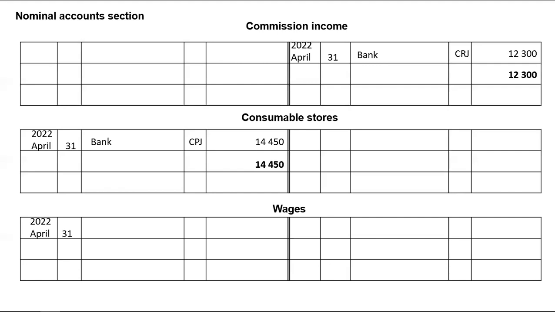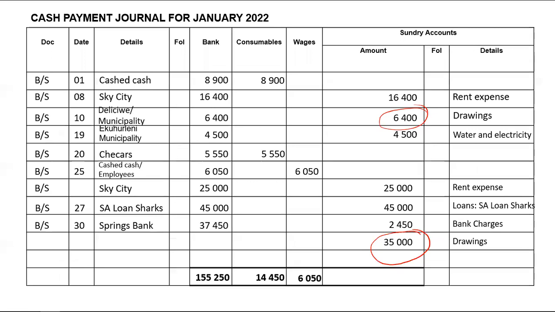So you'll have the date, which is 2022, April the 31st. Remember, the general ledger will always be prepared at the end of the month. Under details, you'll have bank. Under folio, you'll have CPJ. And the total for wages will simply be in the CPJ, which will give us 6,050. Just to show you where that 6,050 comes from, it will simply be the total of wages in your CPJ.